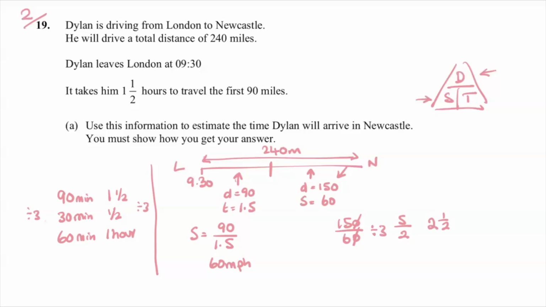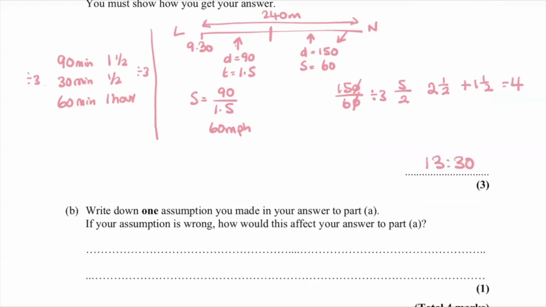The first part took 1.5 hours. If I add those, I've got a total time of 4 hours. So you add your 40 and 9:30, so 10, 11, 12, that'll be 1:30, and that is your final answer. We have to write down an assumption that we made, and we assumed the speed was the same throughout, and that's what we would write down. Another factor that we could have considered and written down to get that mark is that I assumed there would be no stops along the way. That would be an acceptable answer as well.